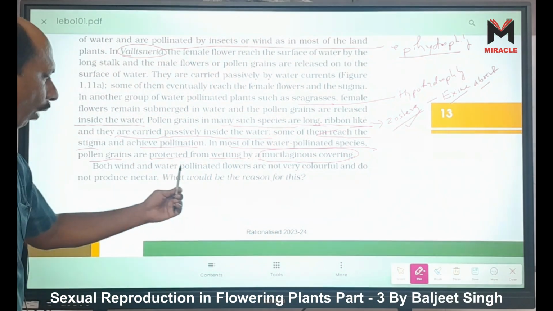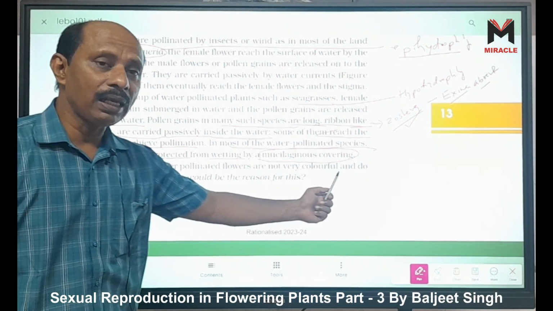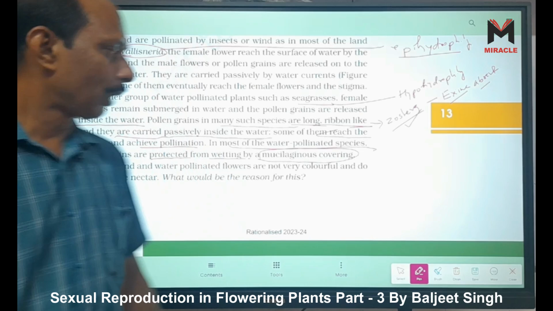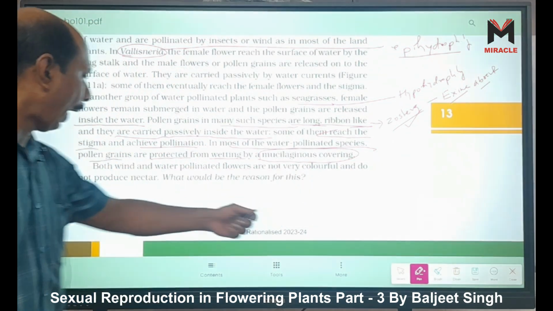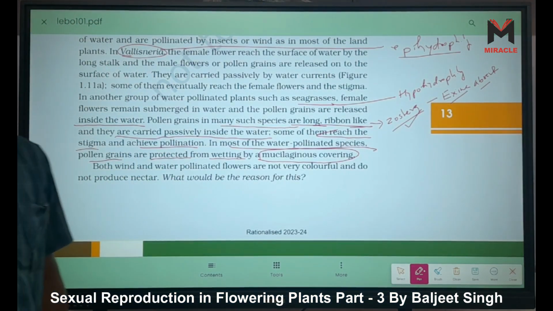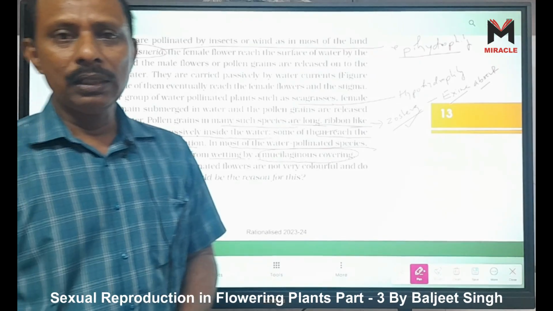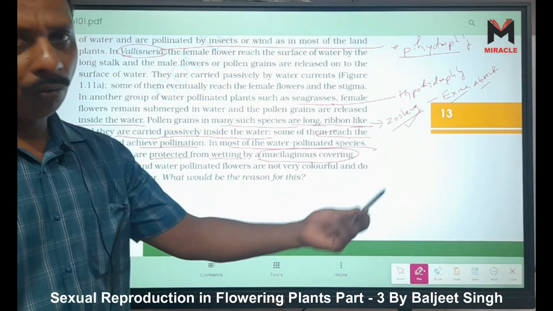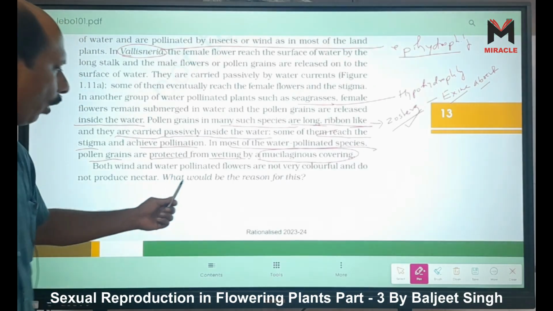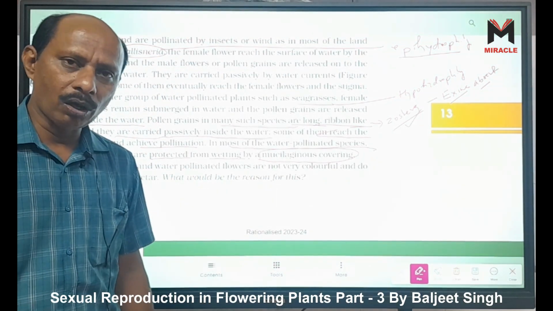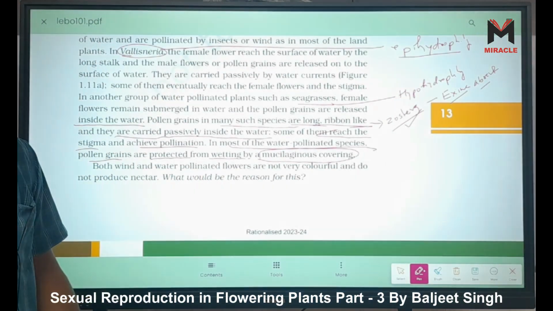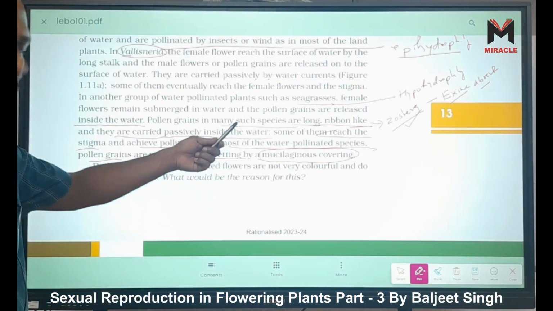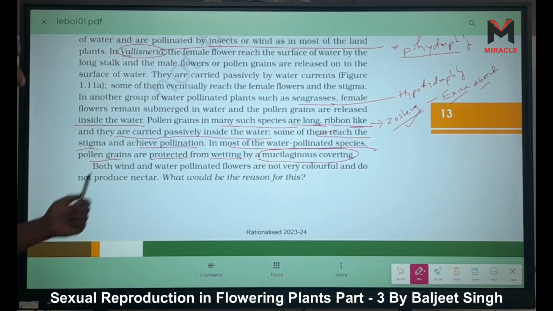Both wind and water pollinated flowers are not very colorful because they need not attract insects or animals. That's why they are not very colorful and do not produce nectar. Nectar is a floral reward. They need not give any reward to water or wind, right? What would be the reason for this? Because they need not attract insects or animals for pollination. That's why they are not colorful and also have no floral rewards.